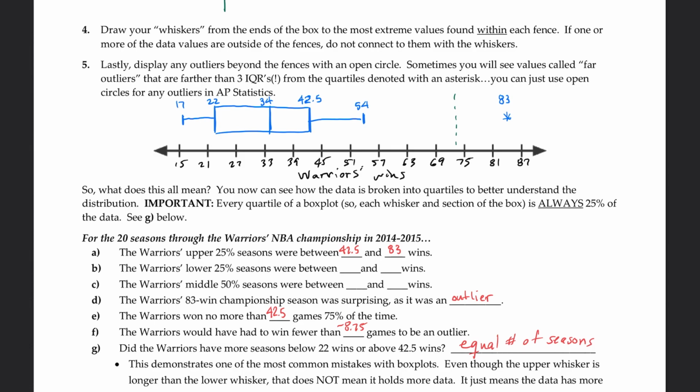But that's the point there. This demonstrates one of the most common mistakes with box plots. Even though the whisker on the upper side is a little bit longer than the one on the lower side, that doesn't mean there's more data in there, okay? It just means that the data has more spread or variability. Shorter whiskers and skinnier boxes mean there's not a lot of variability or spread. The longer the whiskers and the longer the boxes, the more variability and spread. So it does not mean that there's more data in there, just more spread.